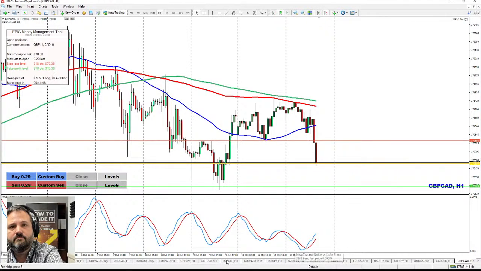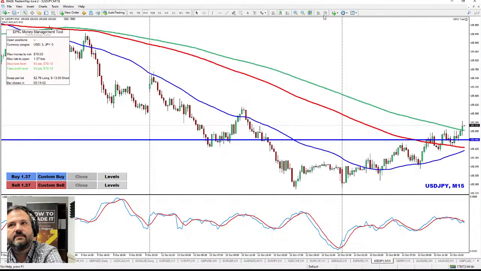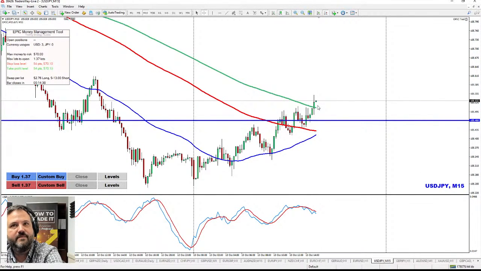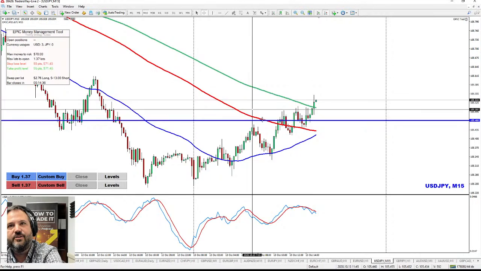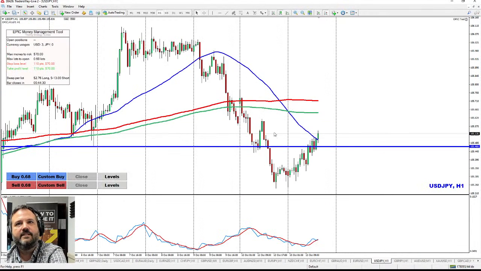And you got the US dollar JPY pair breaking out. That's on a 15-minute. Yeah, 15-minute, it's breaking out. You can see the 50 period has turned direction, and it crossed all the other ones.